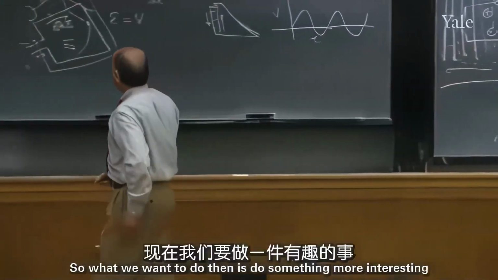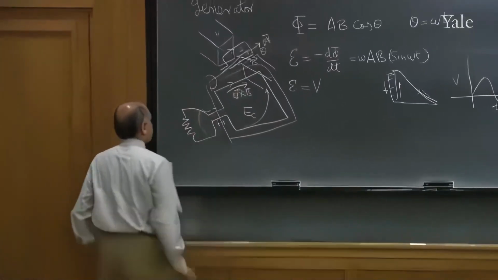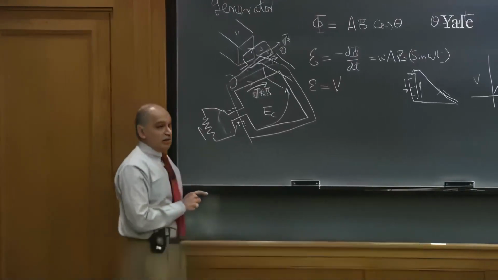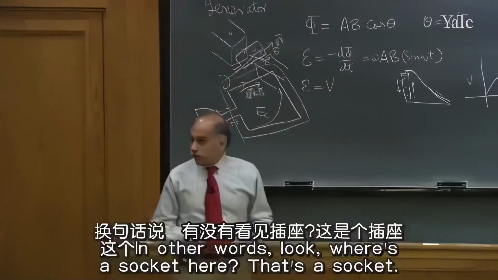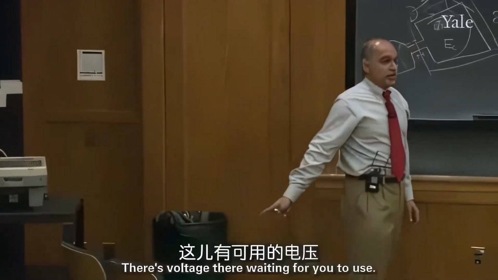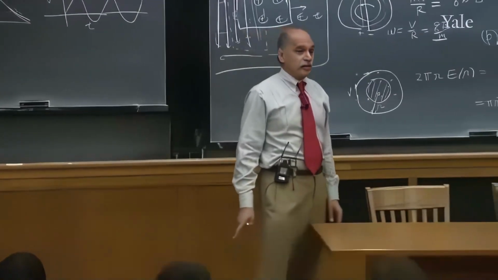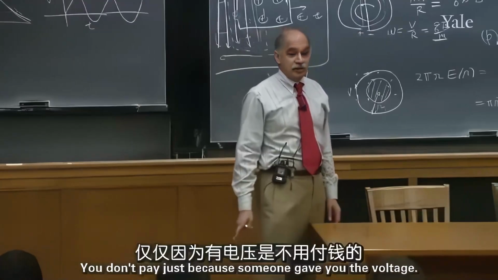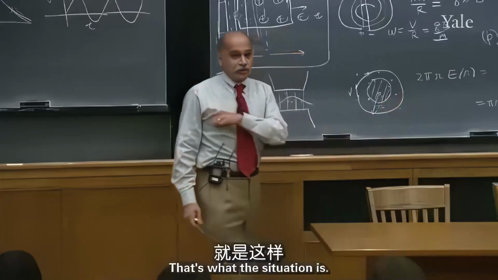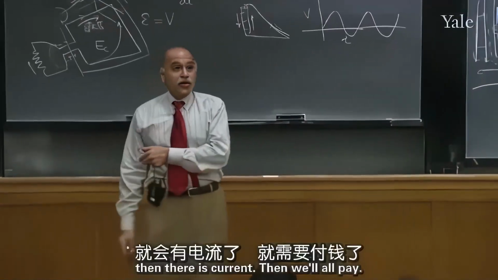So what we want to do then is do something more interesting where you bring it here, connect it to a resistor. Then the current will flow. Now you're getting something. Till now you're getting nothing from the generator. In other words, look, where is the socket here? Somewhere, that's the socket. There's voltage there waiting for you to use. But you don't pay because you're not drawing any current. Okay? You don't pay just because someone gave you the voltage. Likewise, you take a battery in your hand, if you don't run a current, you don't pay anything. That's what the situation is. But if I stick my fingers into that socket, then there is current, then we all pay.